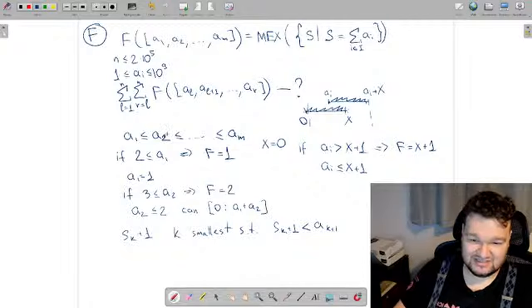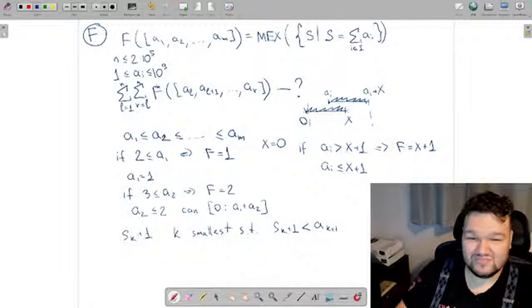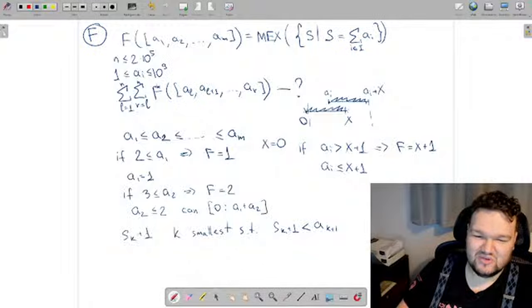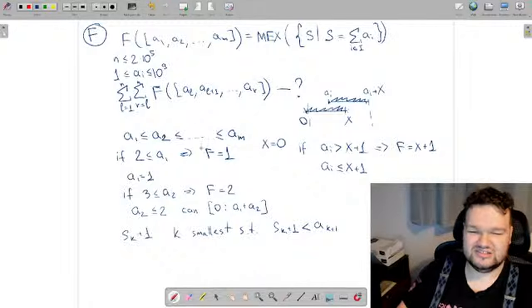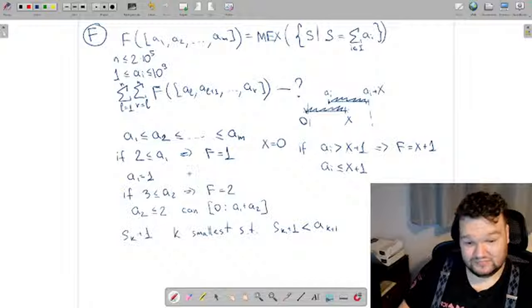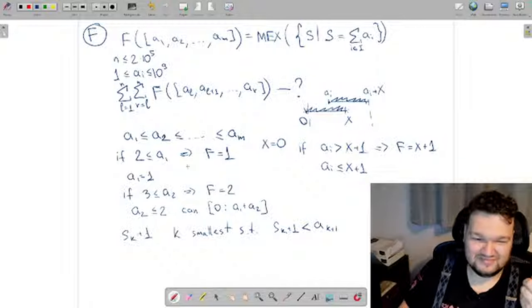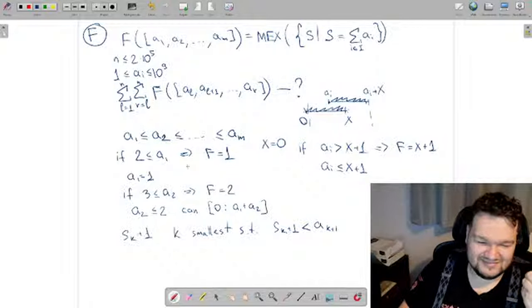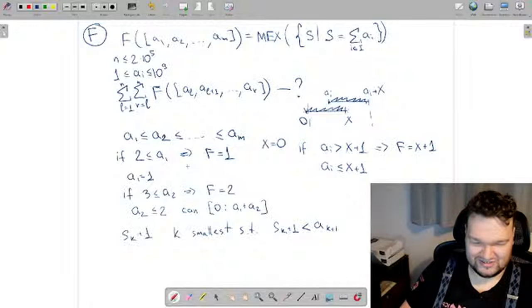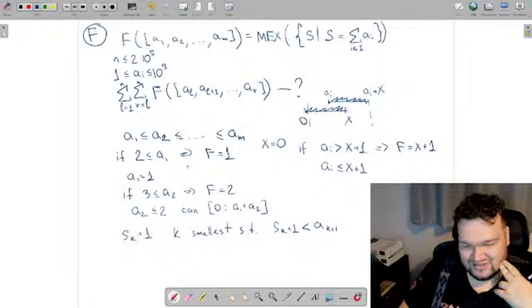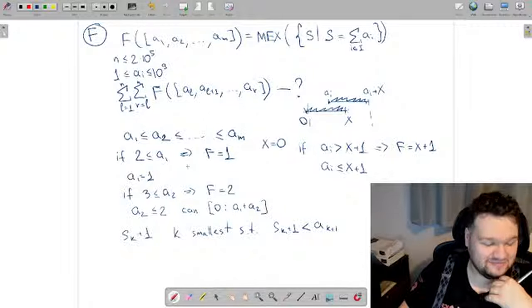But that doesn't seem helpful enough. I mean, it is helpful. We now can have a polynomial solution without any knapsacks. So if we want to calculate f, we need to sort the array and then do this linear search. But it seems that we need a linear search. How can we try to make it faster?